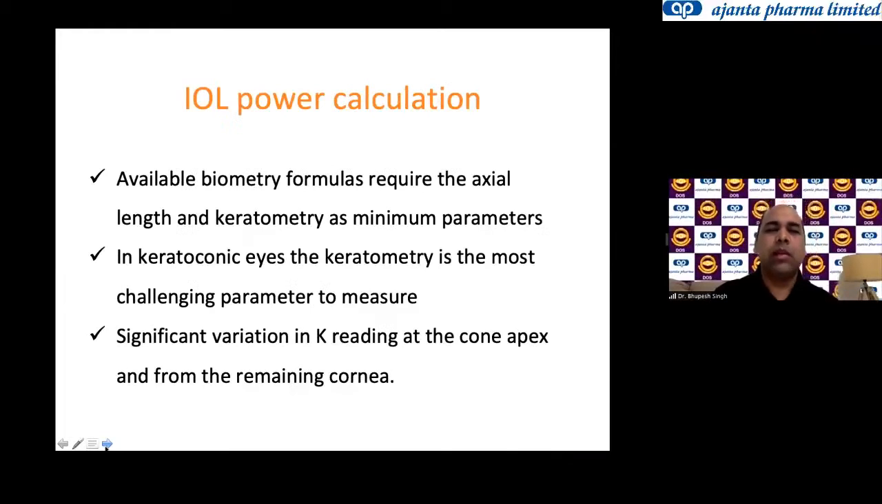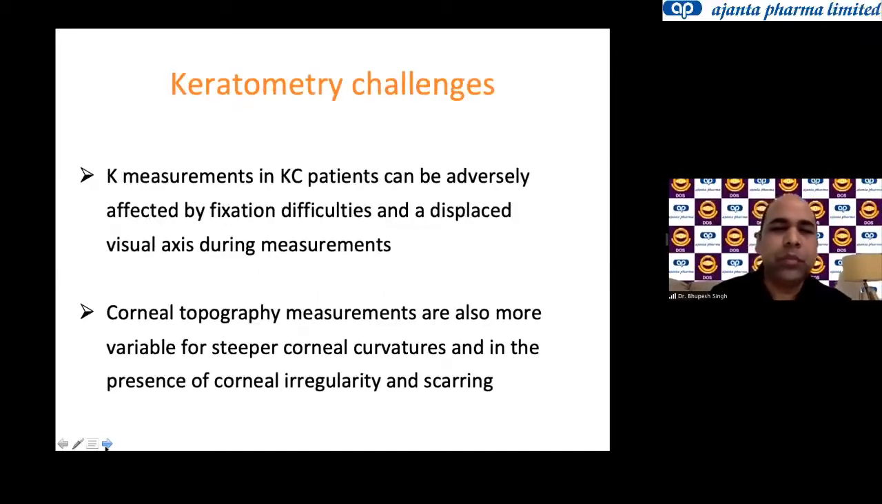Coming to IOL power calculation, the available biometric formulas require the axial length and keratometry as the minimum parameters. In keratoconic eyes, keratometry is the most challenging parameter to measure, and there is a significant variation in K reading at the cone apex and the remaining cornea. The K measurement in KC patients can be adversely affected by fixation difficulties and a displaced visual axis during measurement. So it's very difficult to see where the visual axis is.